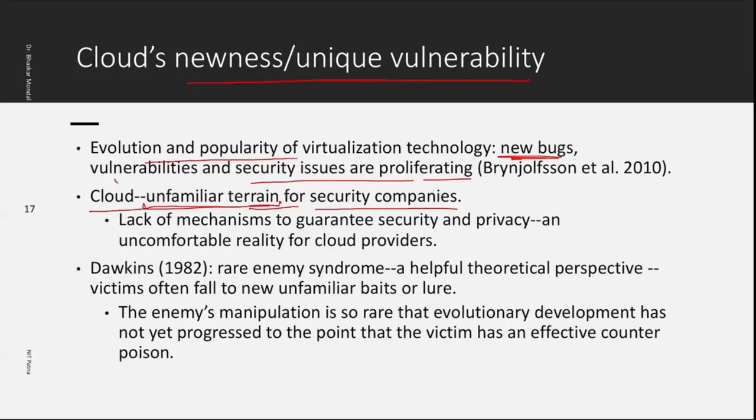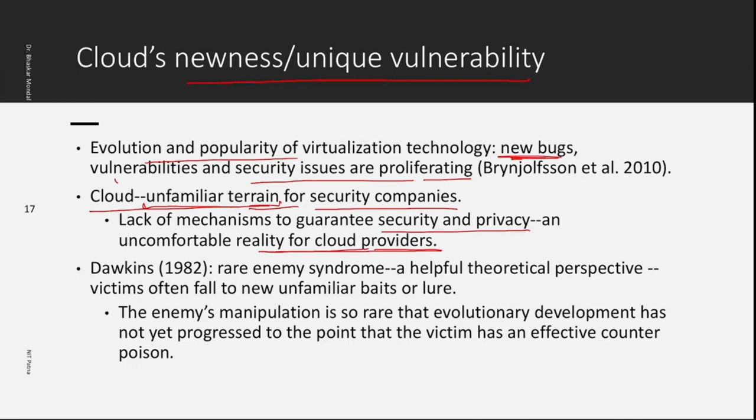Then lack of mechanisms to guarantee security and privacy is an uncomfortable reality for cloud providers. Because for cloud, they rarely have a different security infrastructure as compared to the normal security infrastructure we use. So hardly they have it, and that is another issue. Customers usually don't get enough satisfaction with security issues of cloud.